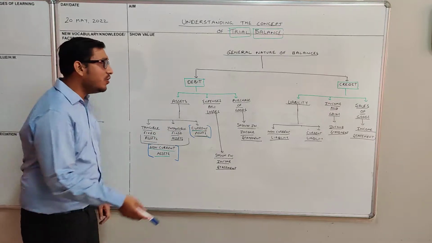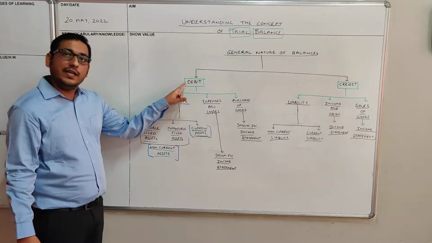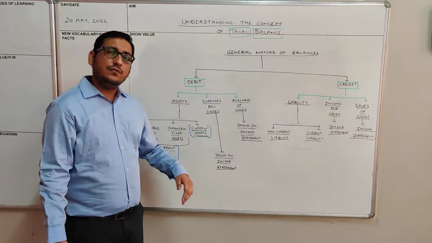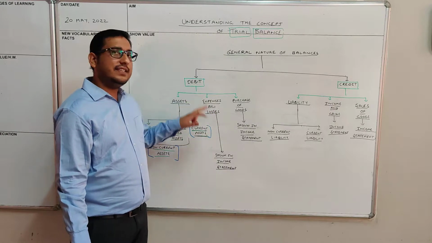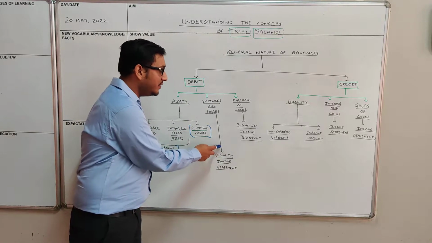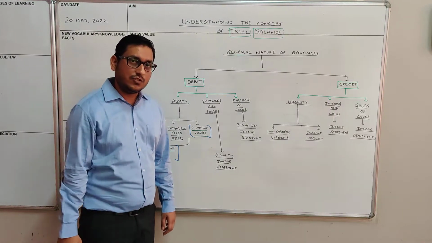In the trial balance, all assets will come under the debit side. Then come the expenses and losses. Sir, where will we show the expenses and losses? First thing, it has a debit balance, but it is not shown under the assets or liability side. It will be shown in the income statement, which we will discuss in later chapters.